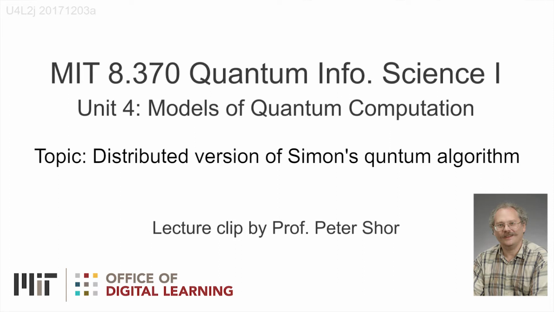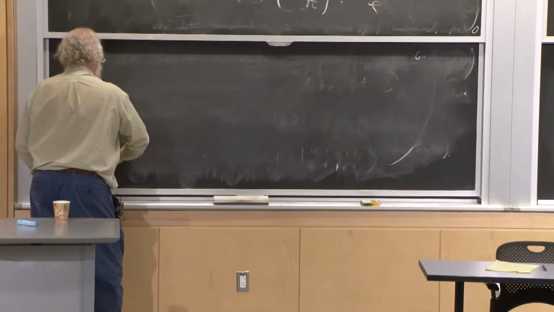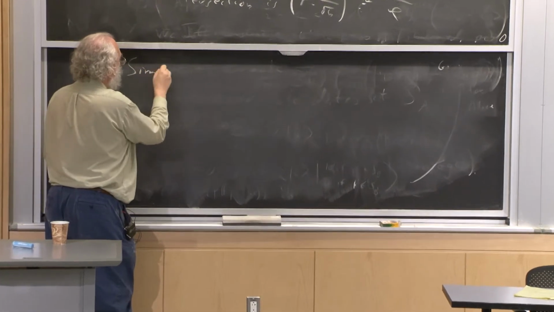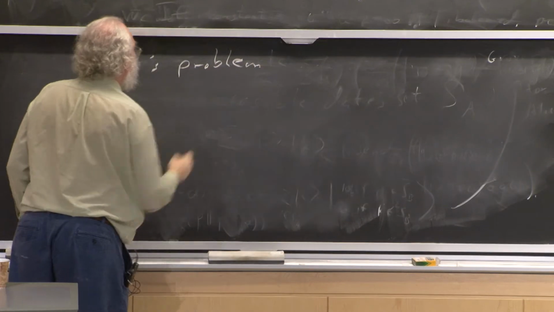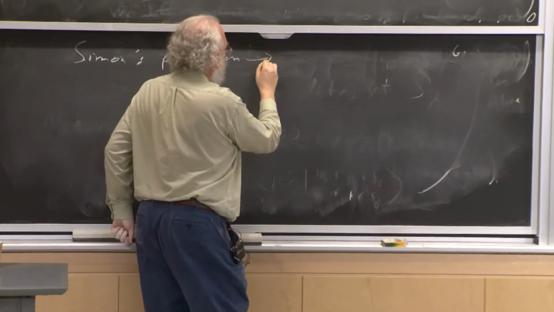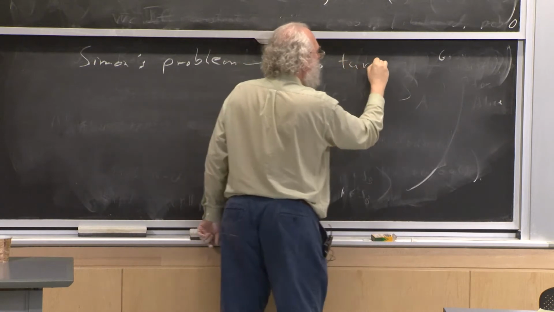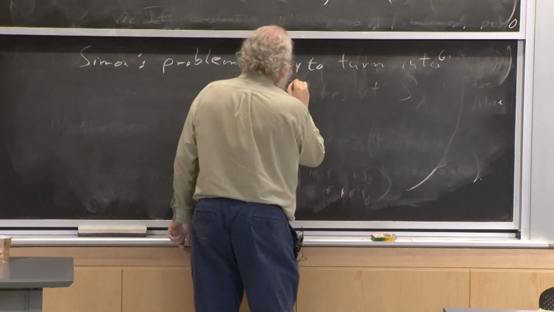I want to say what goes wrong when you try to do this for Simon's problem. I don't think anybody has ever written this up, and it's neat. So, Simon's problem. Try to turn it into communication complexity.